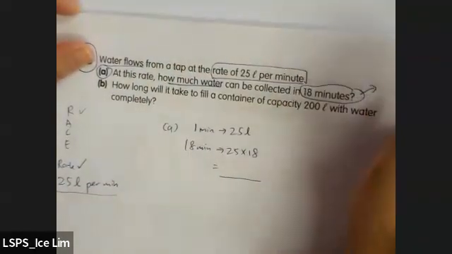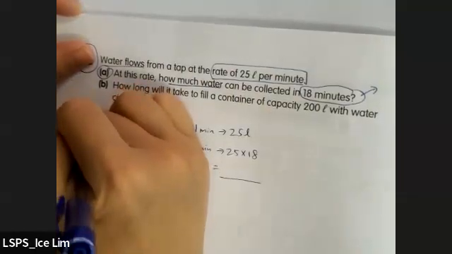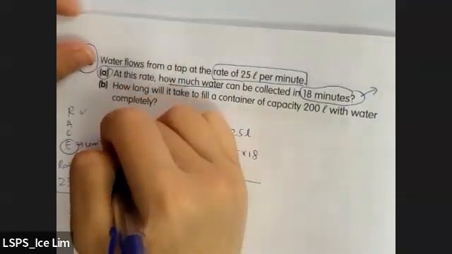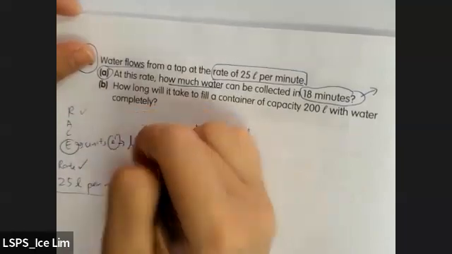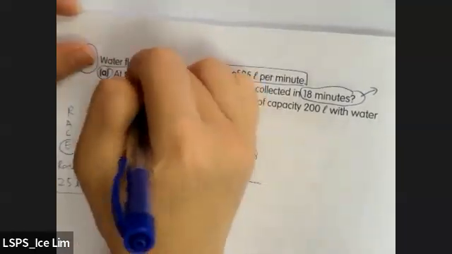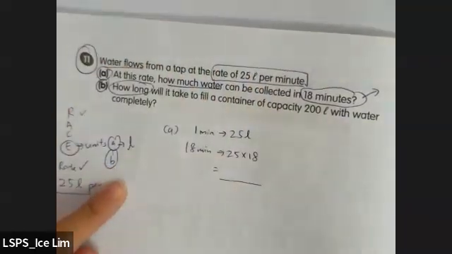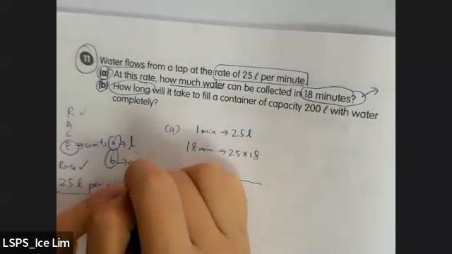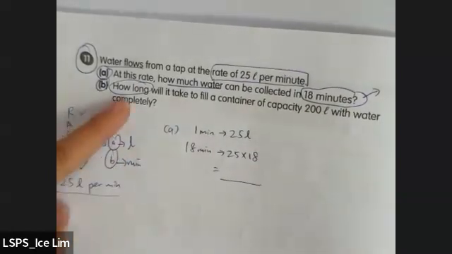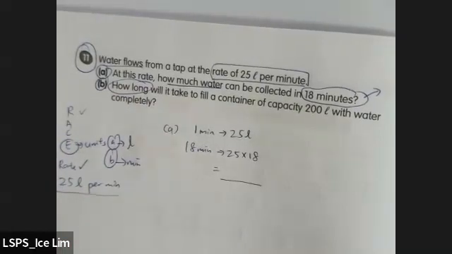So for A, the units. For A, that will be in liters. For B, it asks for how long, so it will probably be minutes or hours. The units are different. How long? How much time will it take?